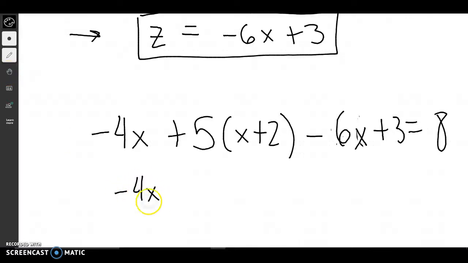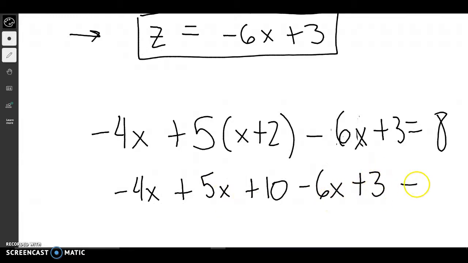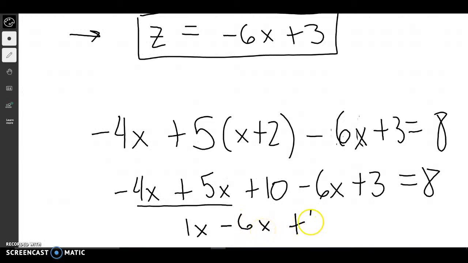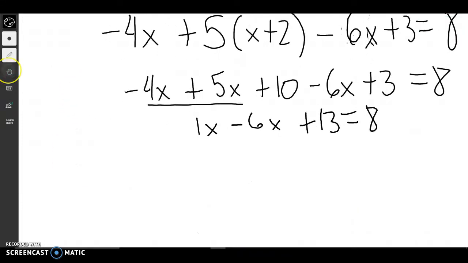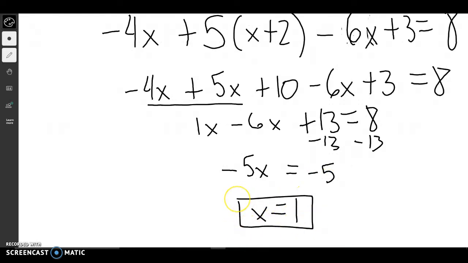So I have negative 4x plus 5x plus 10 minus 6x plus 3 is equal to 8. This would become 1x minus 6x plus 13 is equal to 8. Then I should get negative 5x, get the 13 to the other side, is equal to negative 5. So x is equal to 1. So now I found one variable.